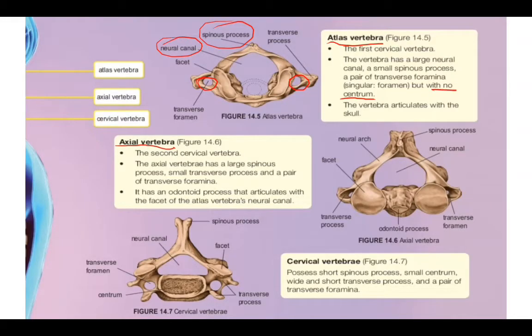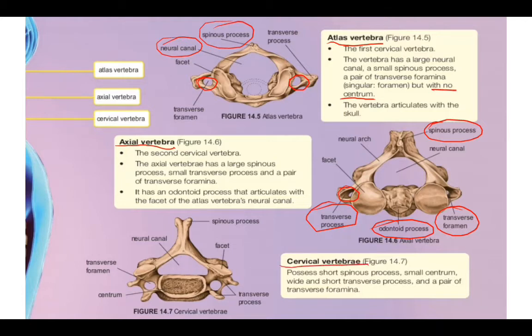The axial vertebrae has a large spinous process, small transverse process, and a pair of transverse foramina. Large spinous process, this one, small transverse process, this one, and a pair of transverse foramina also, di sini ya, pair. It has an odontoid process di sini, odontoid process that articulates with the facet of the atlas vertebra neural canal.